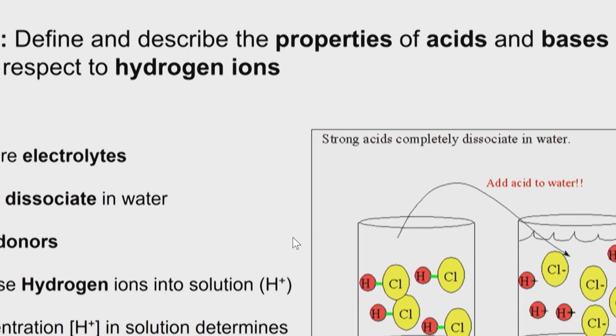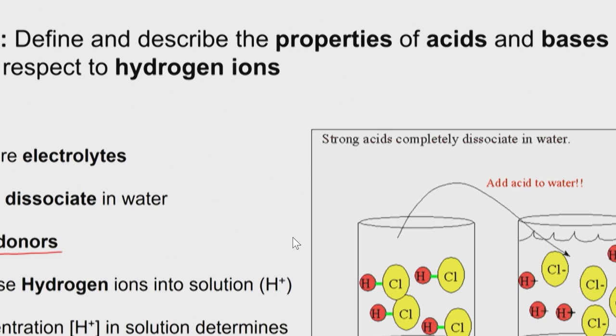And so they are proton donors, right? H plus, hydrogen, proton donor. And so they're going to release the H plus ions out into the solution. If we measure the concentration of H plus, okay, that is going to determine our acidity. Right? And this is what we refer to as pH.